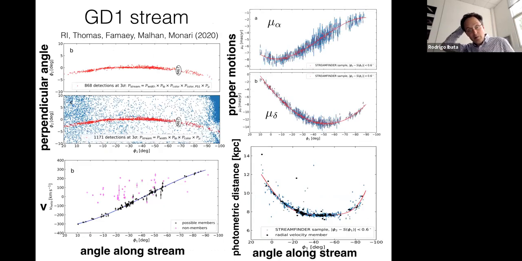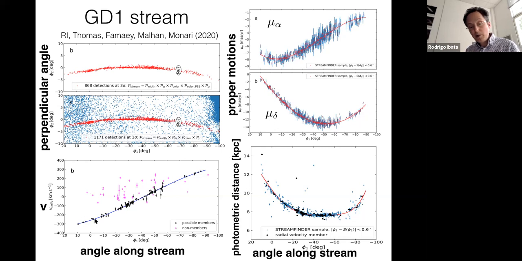We looked into this as well, using the samples that came out of our own STREAMFINDER software. Having found the stream, we then measure the track of the stream on the sky. What's shown in this diagram is the angle along the stream, and here the angle perpendicular to the stream. This shows the 3 sigma detections using only Gaia data in red, and the contaminants in blue. You can see that it's a very thin structure on the sky. If we also include the information from Pan-STARRS, we get a very similar distribution on the sky. These are very well behaved samples.